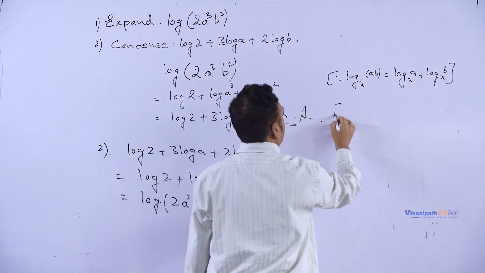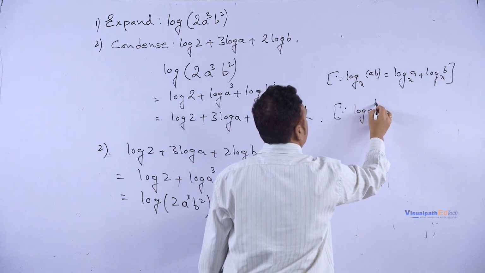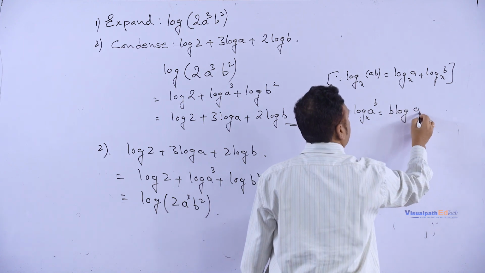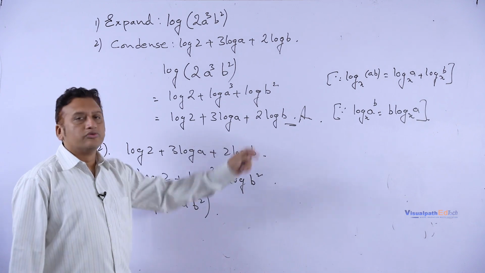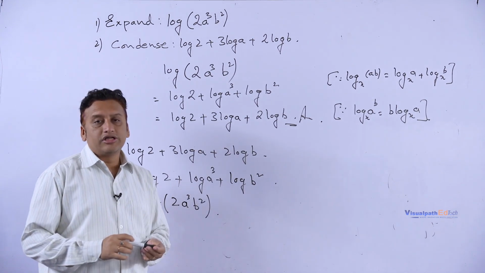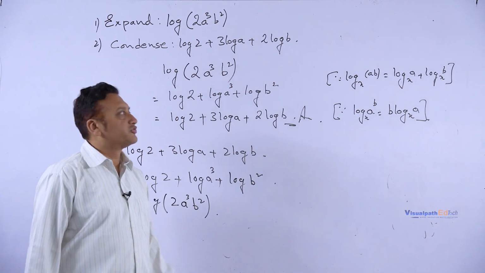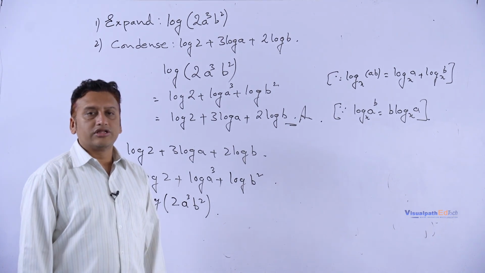Here we have applied the power rule. So, we can say log of a to the power b is equal to b log of a base x. Similarly, even here also we can mention the same property or the same rules when we are trying to condense the expression. So, this is the application of the 3 different rules of logarithm that we have seen.